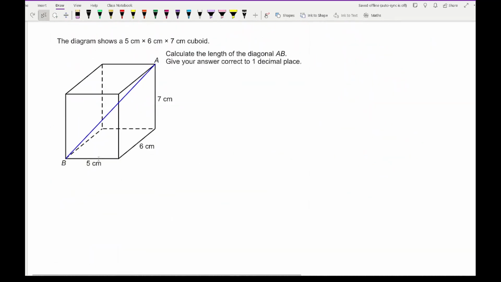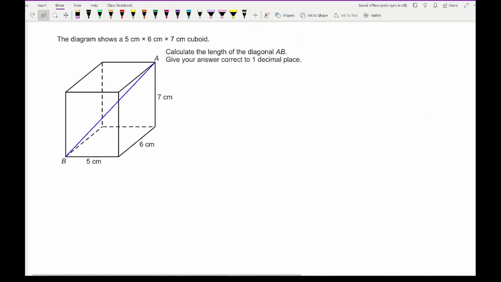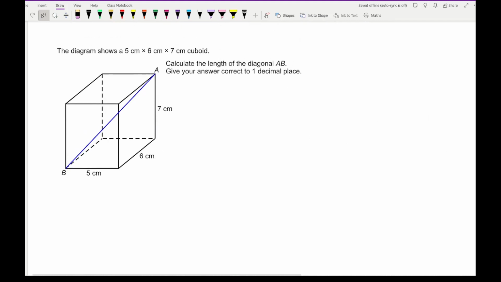Moving on to our second example. So this time what we've got is a cuboid, but again, the method is exactly the same. So here, if I draw this triangle, that's the triangle that involves A and B. So again, if I just label this side C, so I've got B, got A.